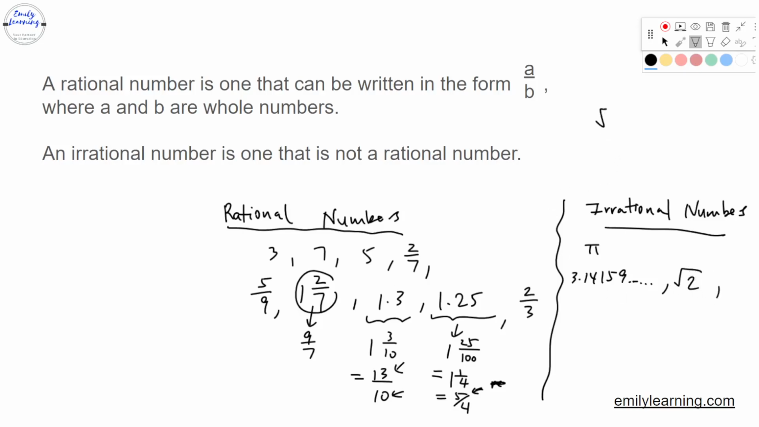Now how about root 4? Well, root 4 can be simplified into 2, which is a rational number. So therefore, root 4 is not an irrational number. So it doesn't mean that all square roots are irrational numbers, all right?